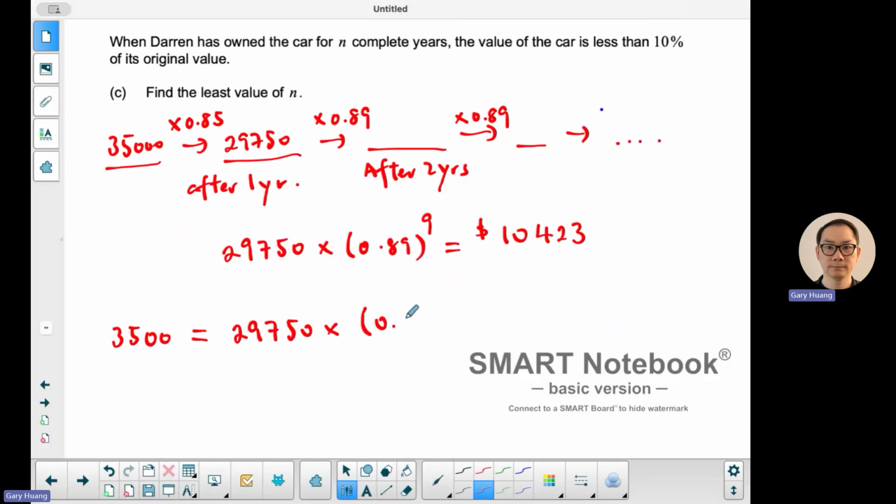29750 times 0.89 to the power of, now you can call it n, you can call it n minus 1. It really doesn't matter, right? But if you want to look at number of years, we can think of it as n minus 1 here. So we know which term we're talking about.